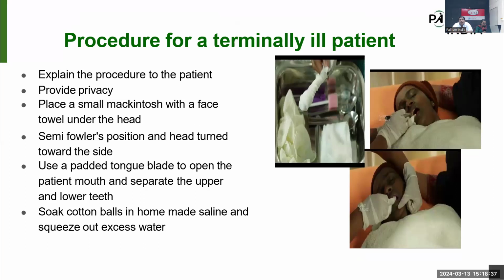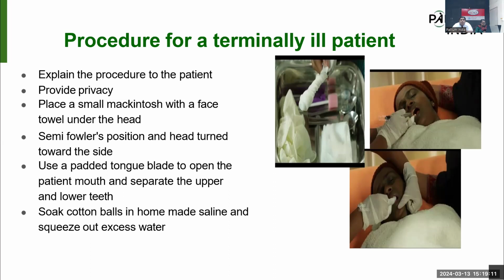First thing, you have to explain the procedure to the patient, provide proper privacy, and place a small Macintosh with a face towel under the head. Give a proper position like semi-Fowler's position or supine position. Supine position we can sometimes provide according to the patient's condition. If the patient is in supine or semi-Fowler's position, you have to turn the patient's head towards the side to drain the fluid.